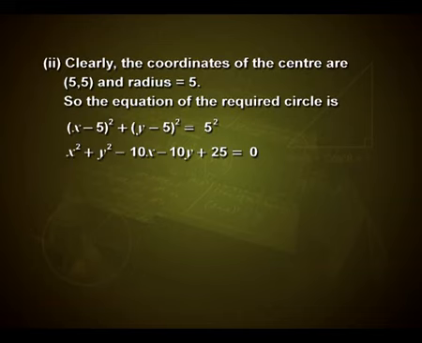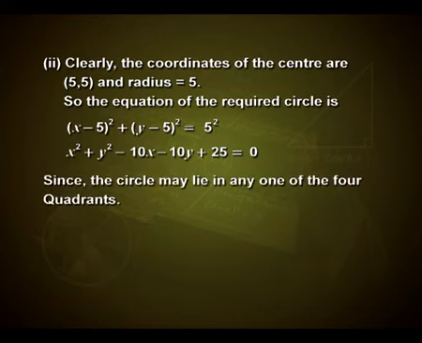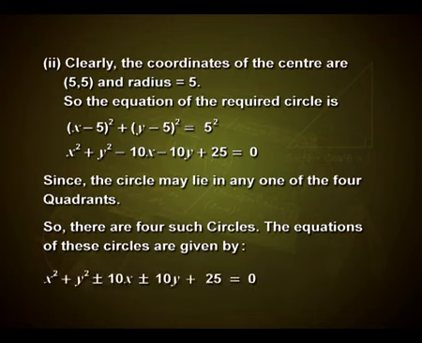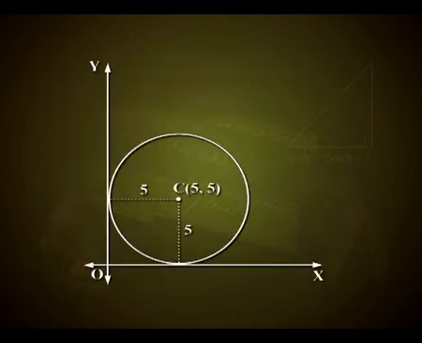So, we can solve this to get x square plus y square minus 10x minus 10y plus 25 is equal to 0. Since the circle may lie in any one of the 4 quadrants, there are 4 such circles. The equations of these circles are given by x square plus y square plus or minus 10x plus or minus 10y plus 25 is equal to 0. Let us solve one more interesting example here.